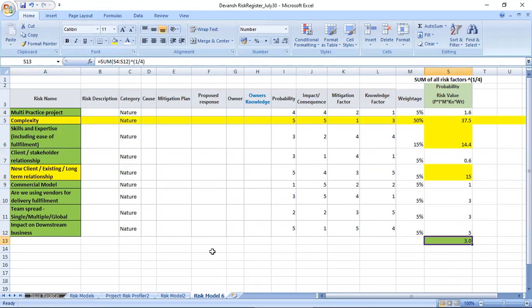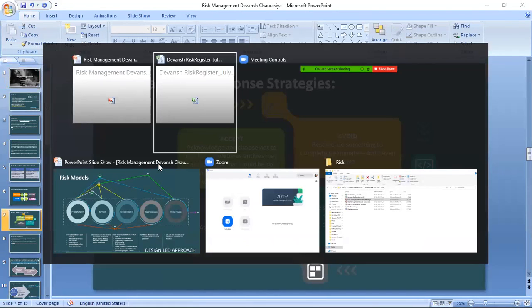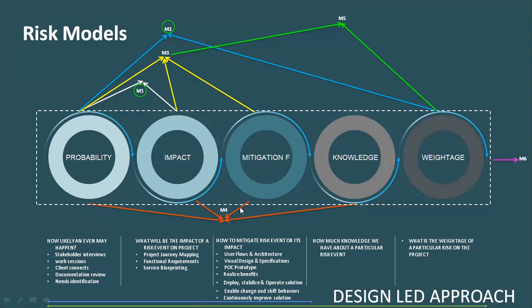So there are other risk models, as we discussed during the PPT. Let me go to the full screen mode. We discussed this model which is on the basis of probability and impact. The second risk model that we discussed was on the basis of probability and weightage. And the last risk model that we discussed was on the basis of probability, impact, mitigation factor, knowledge, and weightage. I use this, but sometimes I have to omit the knowledge part depending on the situation.